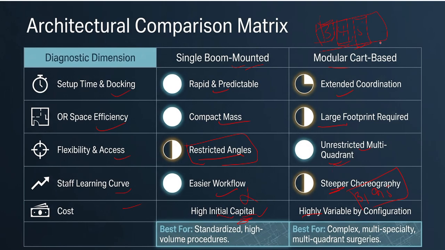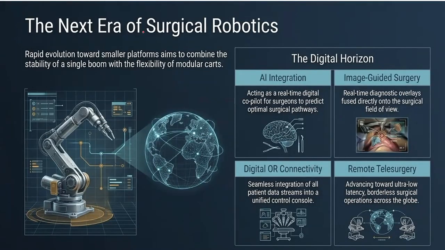I was part of one of the trials in SSI, so I have tried the 5-arm configuration also. So these are some advantages and the comparison of the single boom and the modular cart based system. Okay. And what is the next era of surgical robotic systems? How will it evolve?